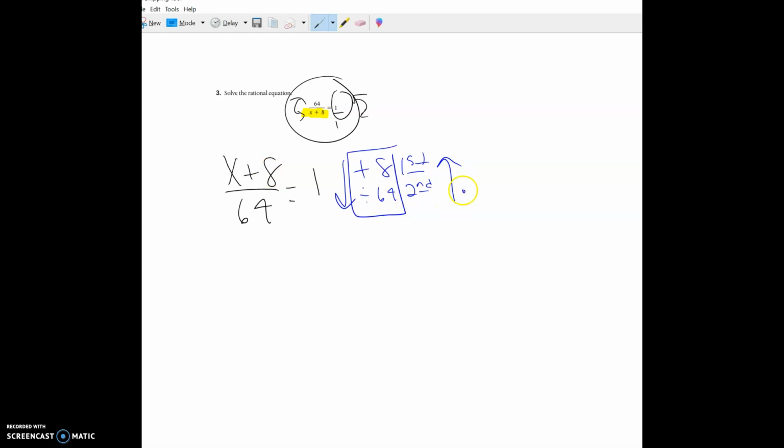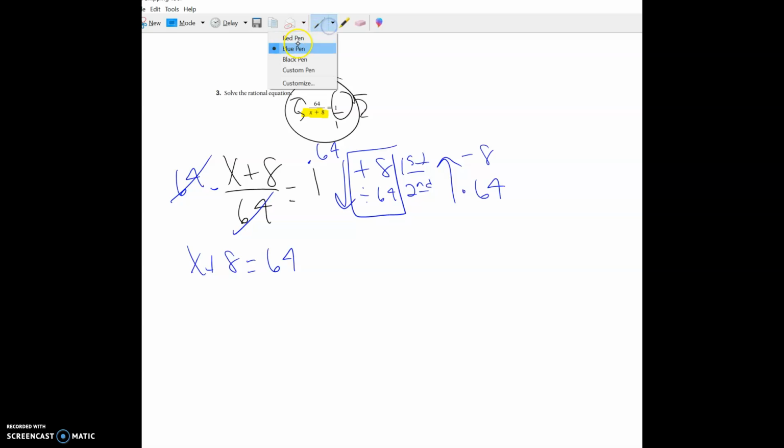So instead of dividing by 64, I'm going to do the inverse. So I'm going to multiply both sides by 64. I get x plus 8 equals 64. Then to get rid of adding 8, I'm going to do the inverse, which is subtracting 8. So I'm going to subtract 8 from both sides. So x equals, is that 56?